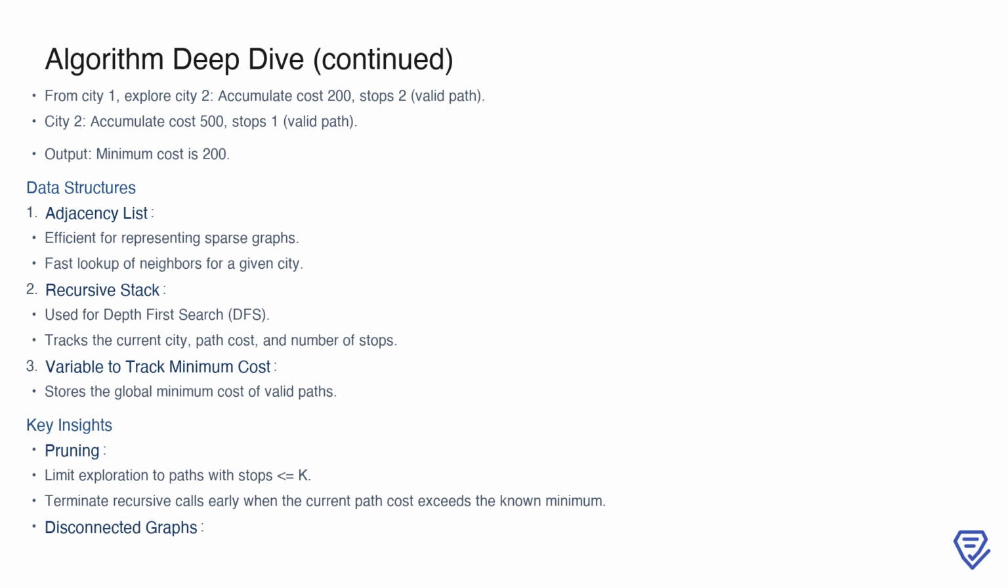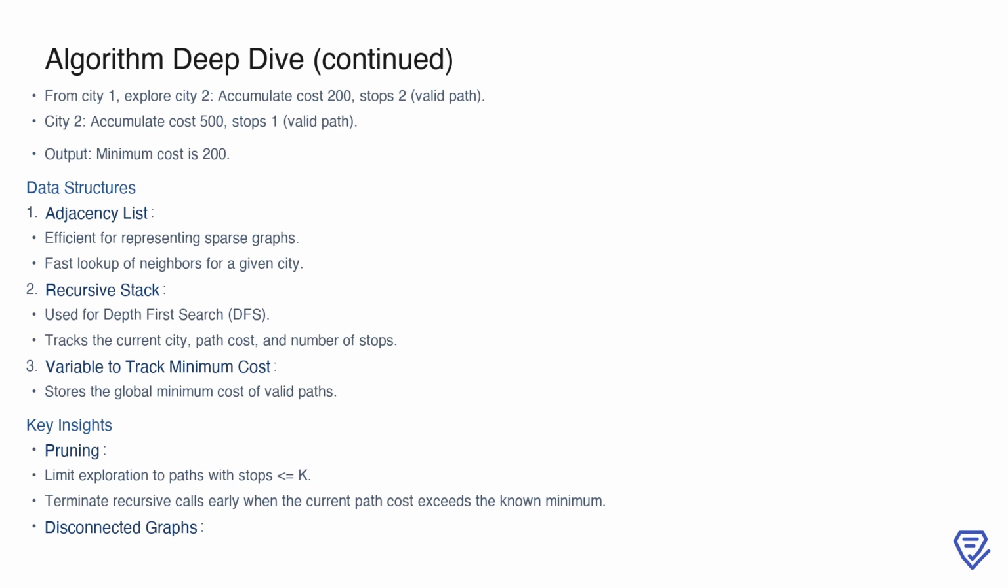To implement this efficiently, we use several key data structures. An adjacency list is used to represent the graph, allowing quick access to neighbors. The recursive stack is used to track the current city, the path cost, and the number of stops during DFS. A variable is maintained to store the global minimum cost, ensuring we always have the cheapest valid path.